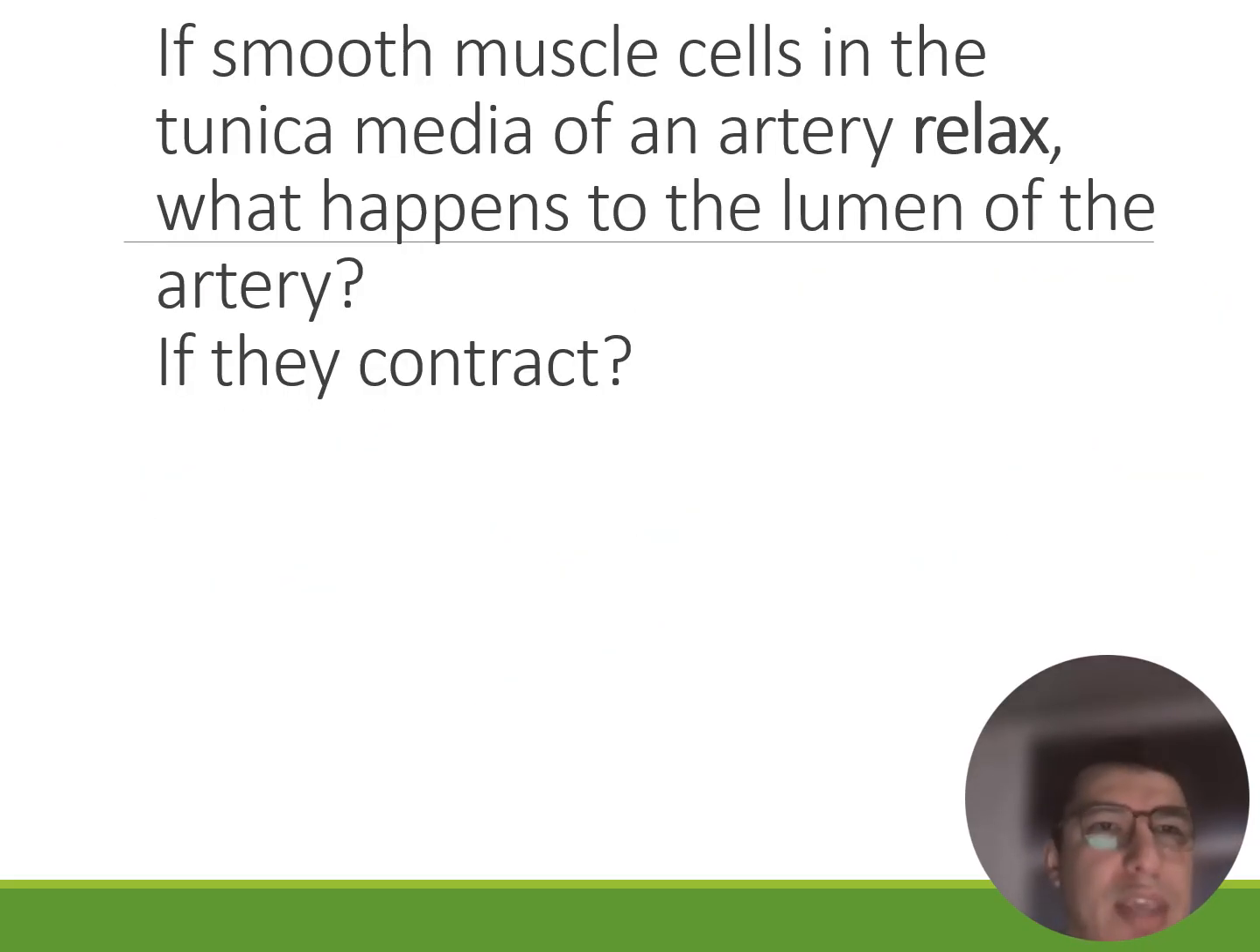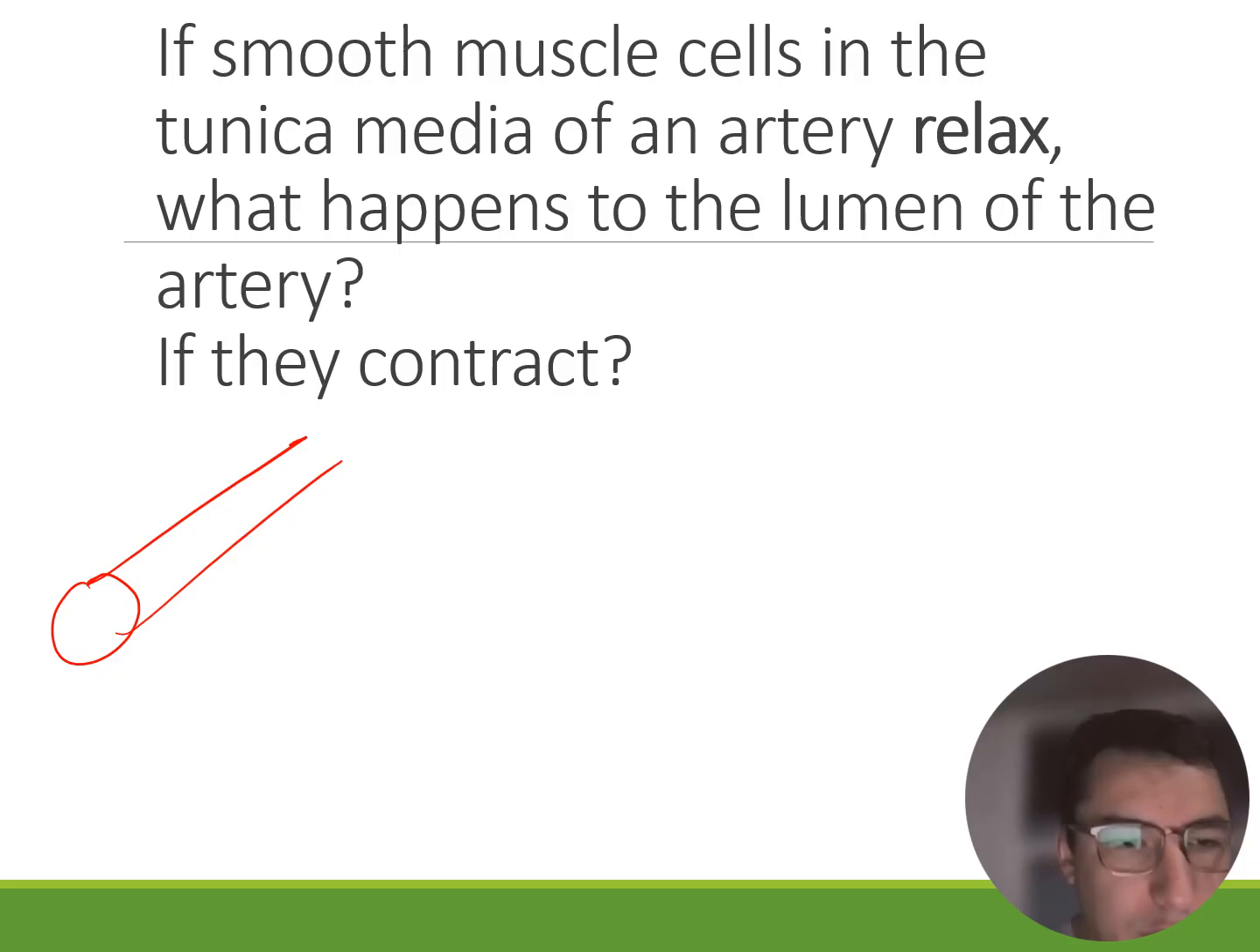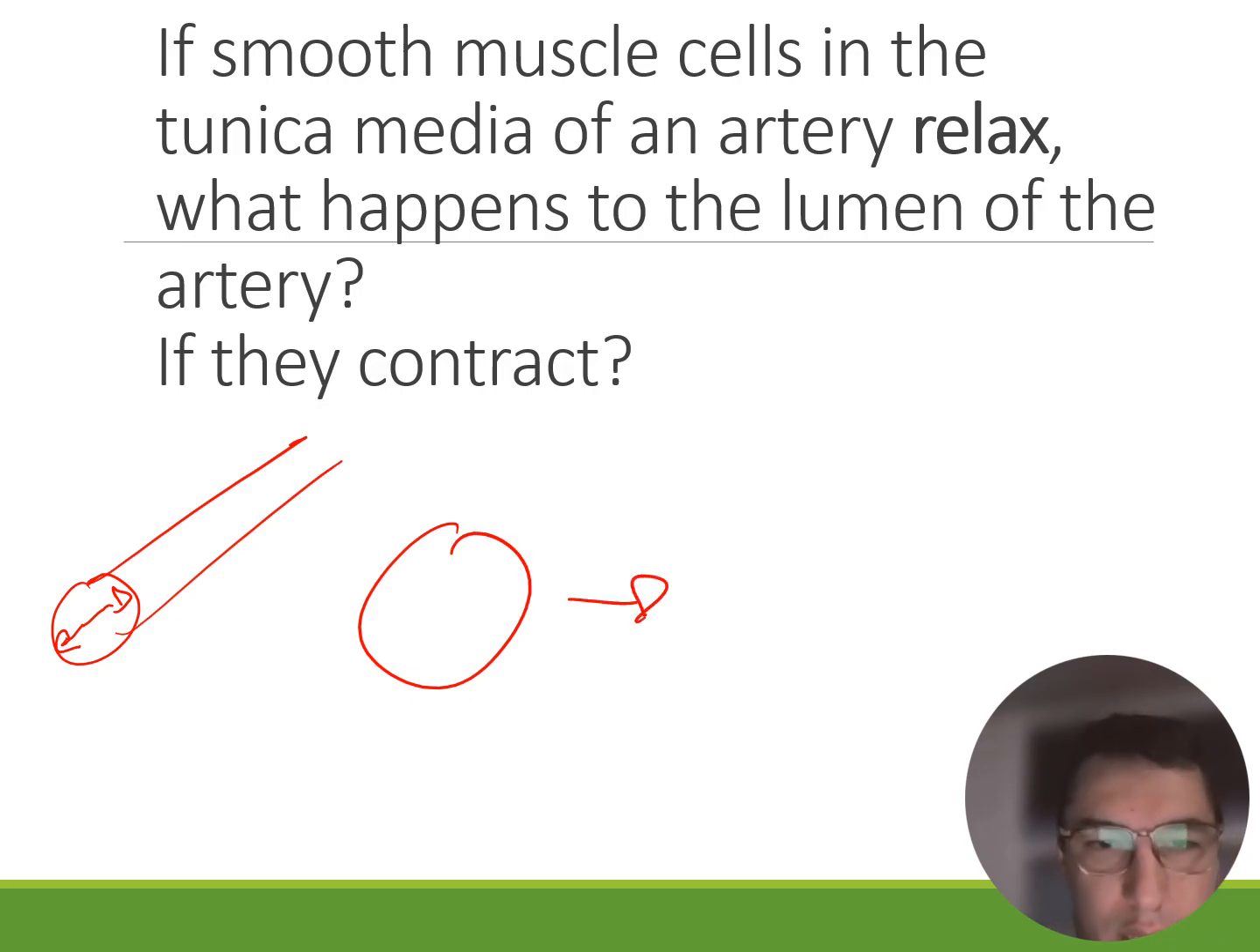If smooth muscle cells in the tunica media of an artery contract, what happens to the lumen of an artery? When we're talking about the lumen, it is the inside of the vessel. So this is the vessel itself, and this space from here to here is what we call the lumen. All right. So if we constrict that vessel, if we go from here to here, the lumen will decrease.